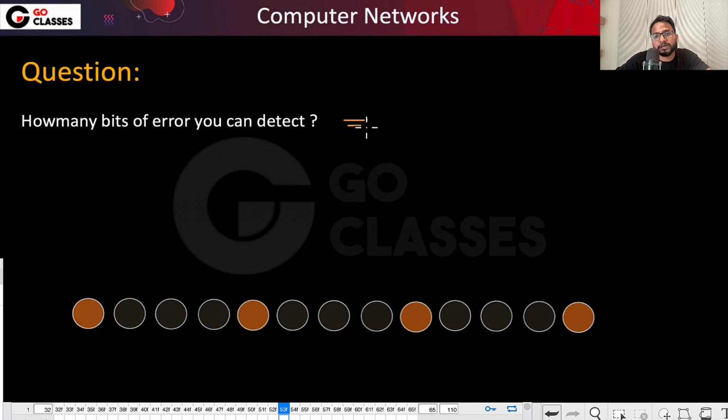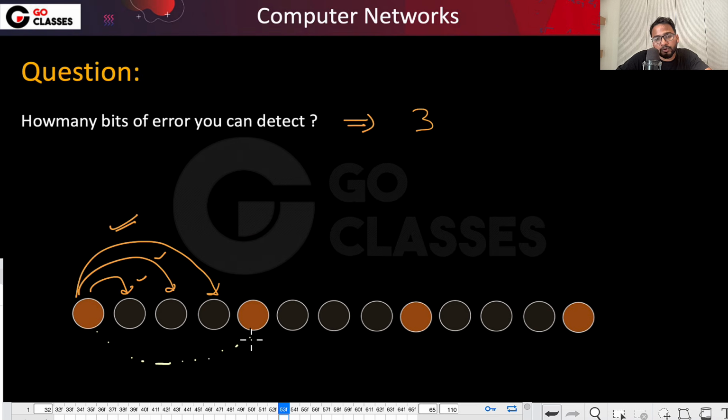So how many bits of error can you detect? 3 bits. Why? Because a 1-bit error you can detect, a 2-bit error you can detect, up to 3 bits is fine. But the moment you get 4 bits of error, then in that case it will be valid again. So the receiver will not be able to detect this error. So up to 3 bits you can detect.